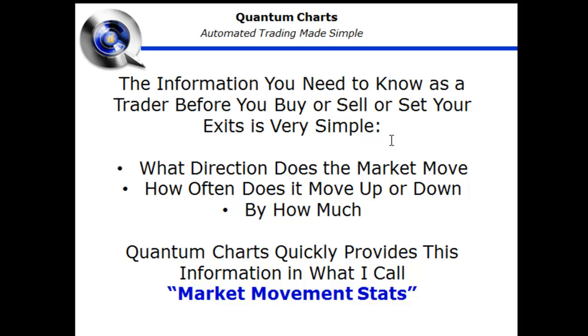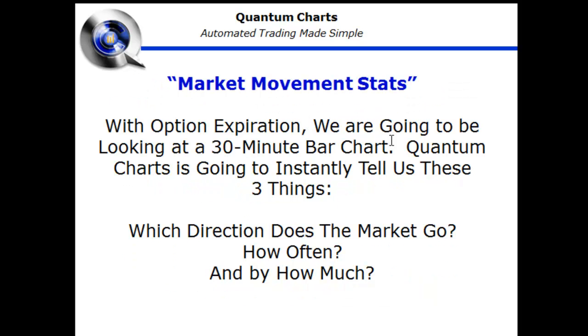How often does it move up or down, and by how much? Quantum Charts quickly provides this information in what I call market movement stats. No other platform provides this information. So here are the three things that we're going to be looking at. We're going to look at an S&P E-mini chart, and it's a 30-minute bar chart. And Quantum Charts is going to tell us which direction the market moves, how often, and by how much.